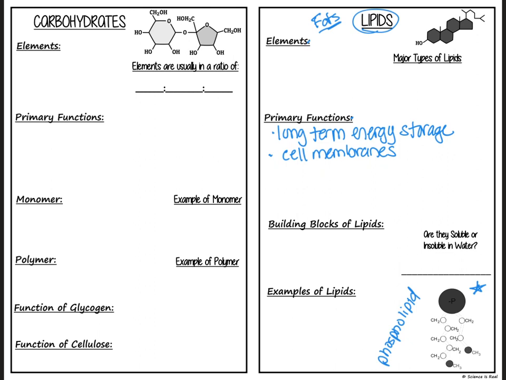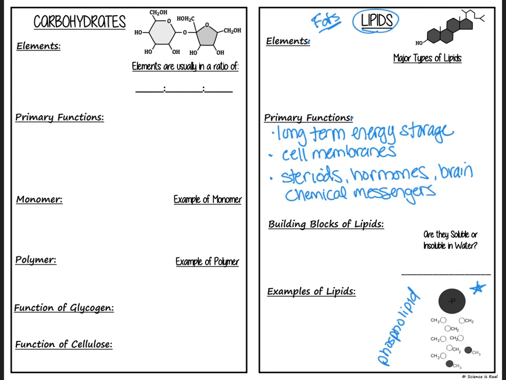And then also, fats are really important because they make steroids. I know that sounds funny, but they do. Steroids and hormones, and they make our brain happy. And they work as chemical messengers. So fats have a lot more jobs than you would say even carbohydrates do. And the one that, like I said, we talk about the most is that long-term energy storage.